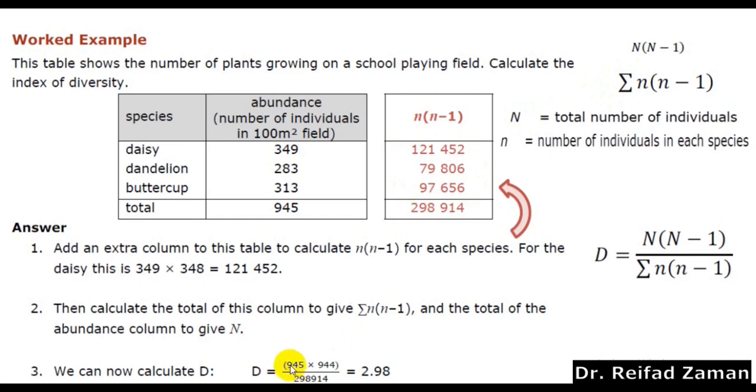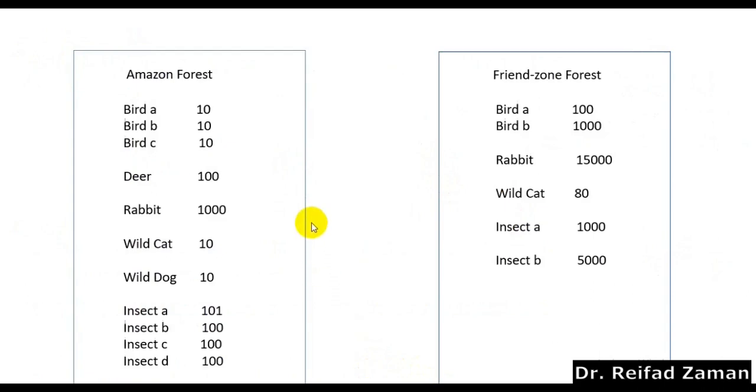So now we are going to put all the values in the formula, and as you can see, the diversity index for this scenario turns out to be 2.98. So we are going to deploy similar strategies to calculate the biodiversity for these two regions.